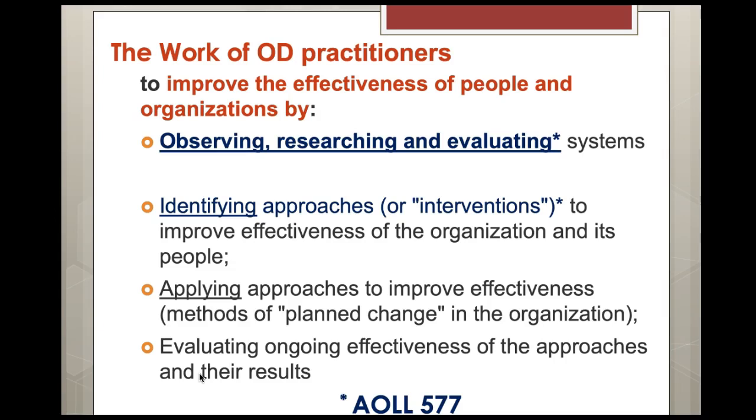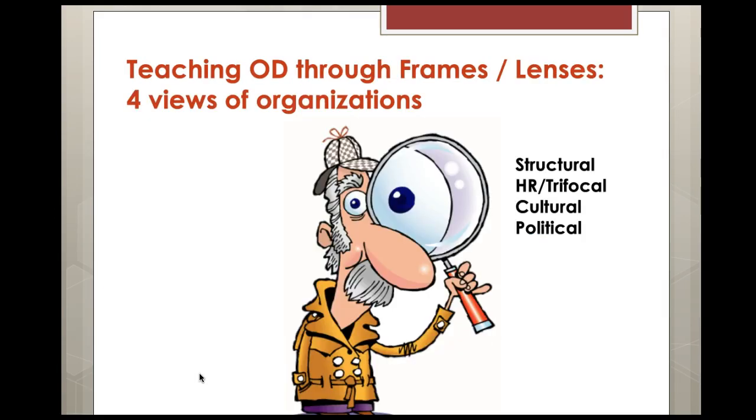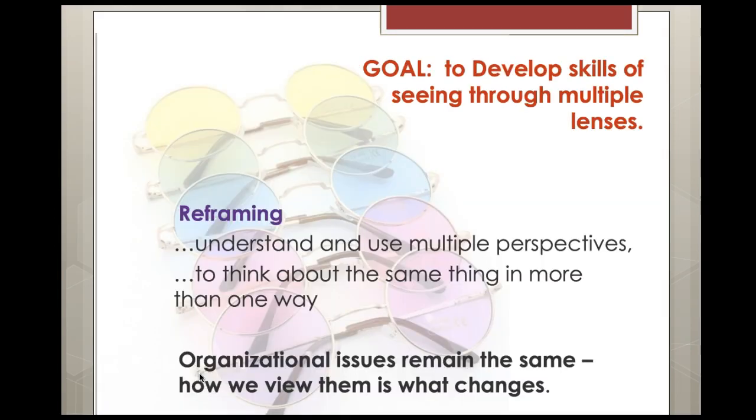This course, 577, is about the first bullet point, that we will be observing, researching, evaluating, or analyzing what's going on in organizations. Therefore, I teach it in a certain way. I use what Bolman and Deal call frames. I call them lenses. I've renamed a couple of them just a little bit. So there are 4 different ways of looking at organizations. I'm going to come back and talk about each one of these briefly.